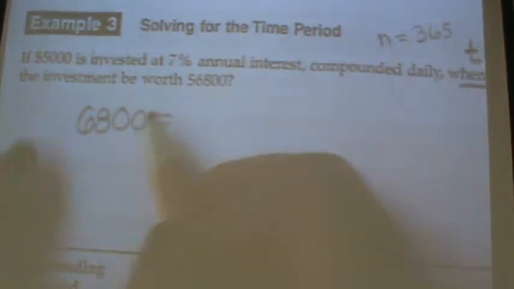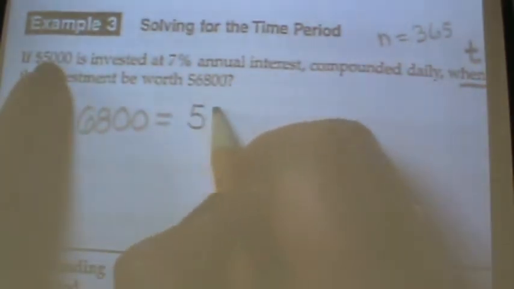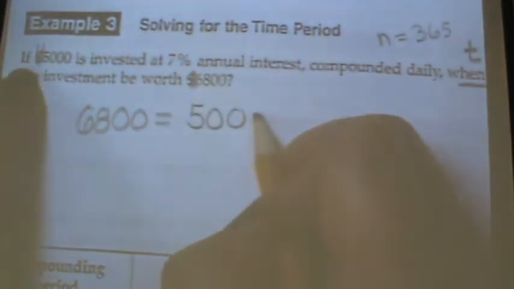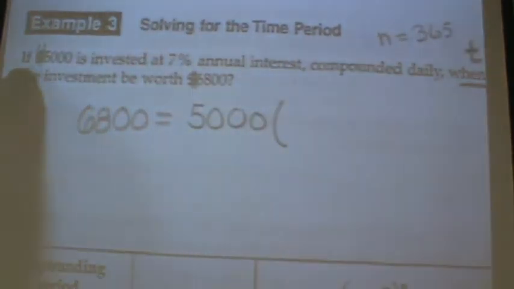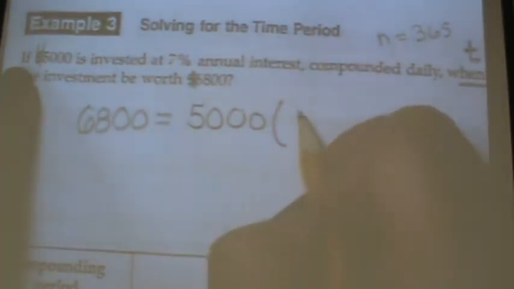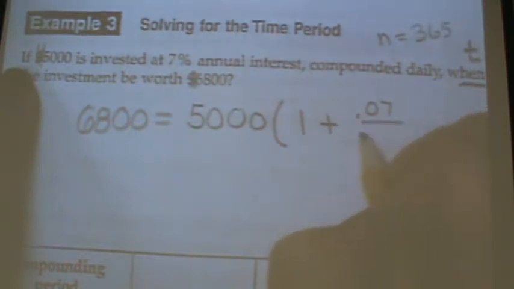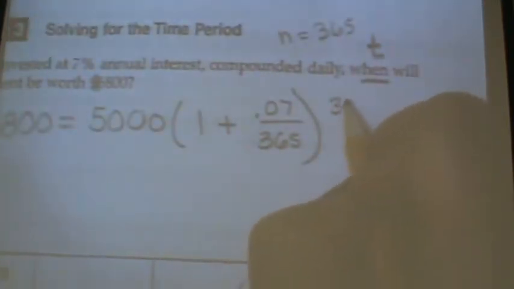Oh, I thought this said 5. Is it a dollar sign or is that a five? That's a dollar sign. Oh, yeah, sorry. Sorry, these are dollar signs. Oh, okay. 5,000 times 1 plus 0.07 over 365 to the 365 T.